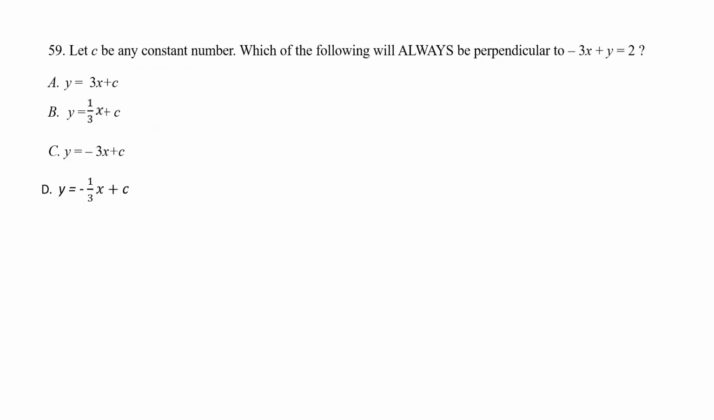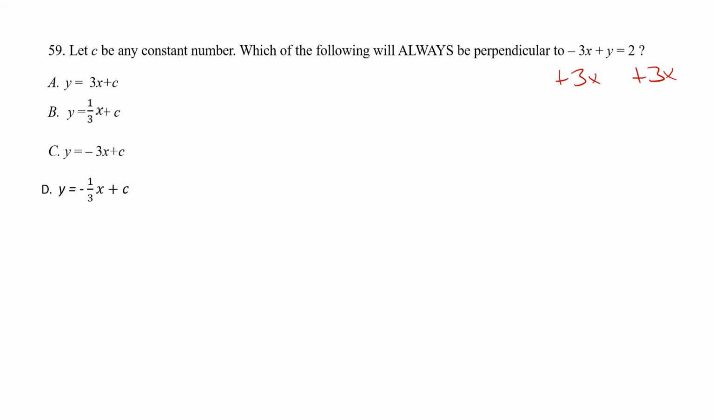All right, number 59, almost done. It said, let C be any constant number. Which of the following will always be perpendicular to negative 3x plus y equals 2? So first, this equation is in standard form. We want to rewrite it in slope-intercept so we can see the slope. To rewrite it in slope-intercept, you just solve for y.